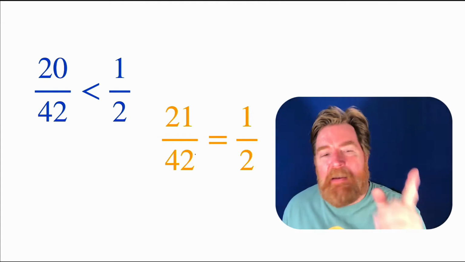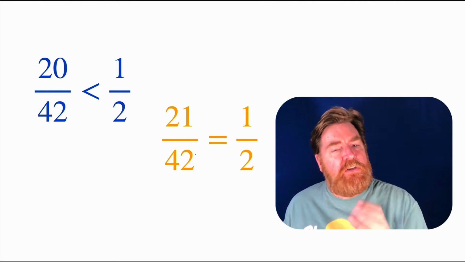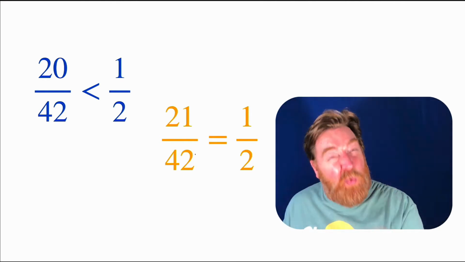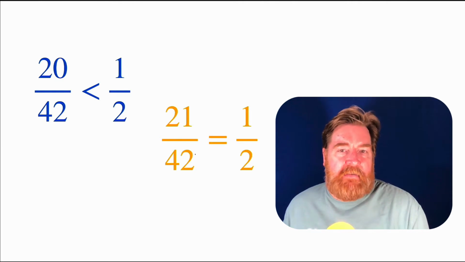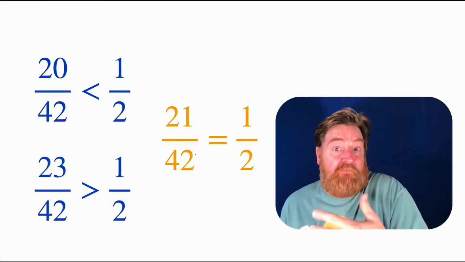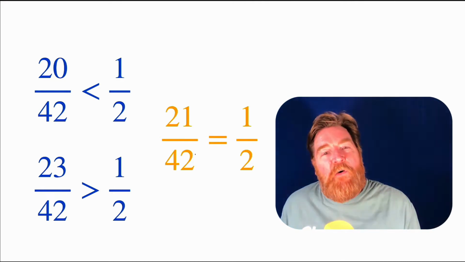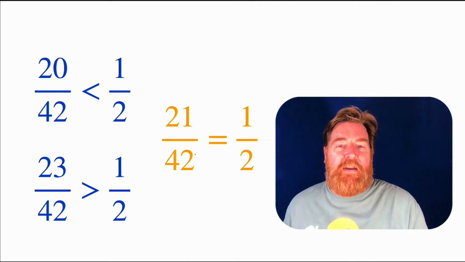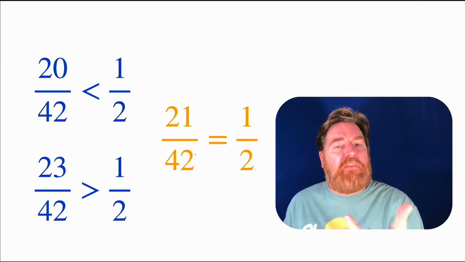Divide 42 by 2 and you get 21. So since 21, it takes 21/40ths to get 1/2. 20/40ths is definitely less than 1/2. And we also can say that 23/40ths is therefore more than 1/2. Looking good? 1/2 is a pretty important sort of reference value.